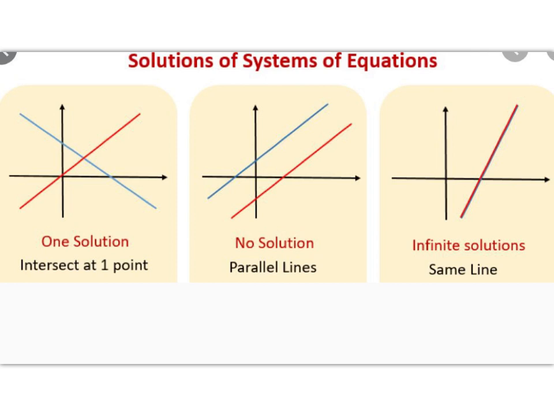So basically, when we're talking about systems of equations, we're talking about two lines, and they do three things. They intersect at one spot, they never intersect, or the lines are on top of each other. They're the same line. So that is the big idea with systems of equations.